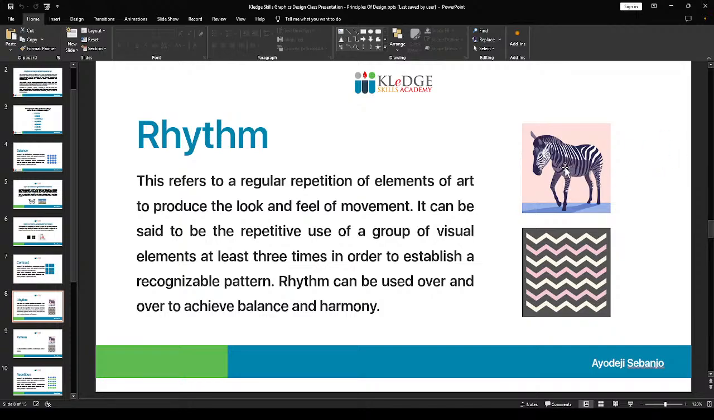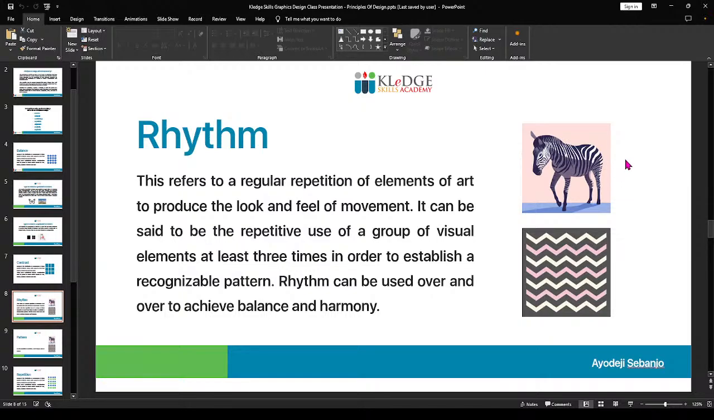So why do we have this? What is the rhythm on this zebra? The rhythm of this zebra is the stripes. But you discover that it is also a pattern. Now, let's define pattern and rhythm from this zebra.